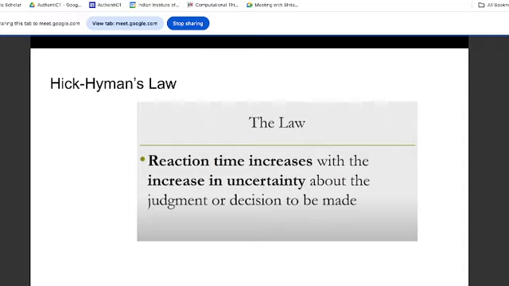Another reason why this reaction time would increase is if two options presented in front of me are too similar, then also this reaction time might increase. So while solving question papers, you might be facing this dilemma sometimes that two of the options I think are correct, but I don't know which one is correct, right? So at that time, you face this choice reaction dilemma, and the time that you take to solve that problem, that is the reaction time or the choice reaction time.